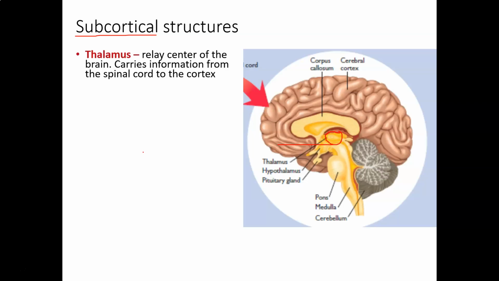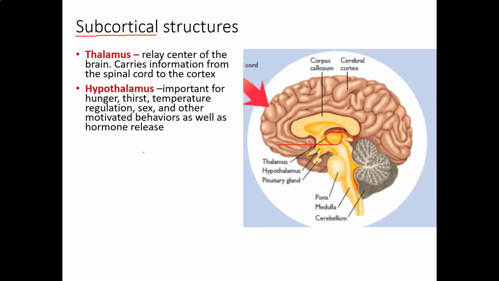I like to think of the thalamus as the administrative assistant to the cortex, which is the CEO. In addition, the thalamus carries information from the spinal cord to the cortex as well as from the cortex to the spinal cord. So it's kind of like a two-way path.